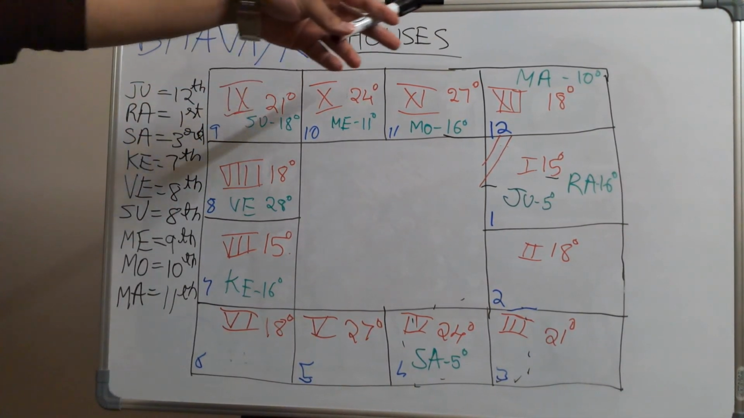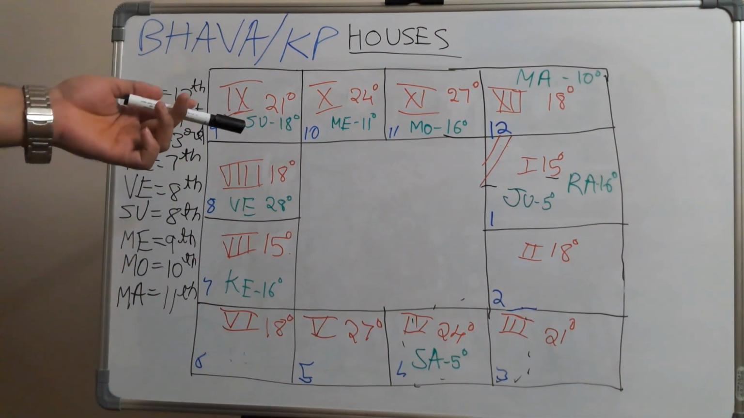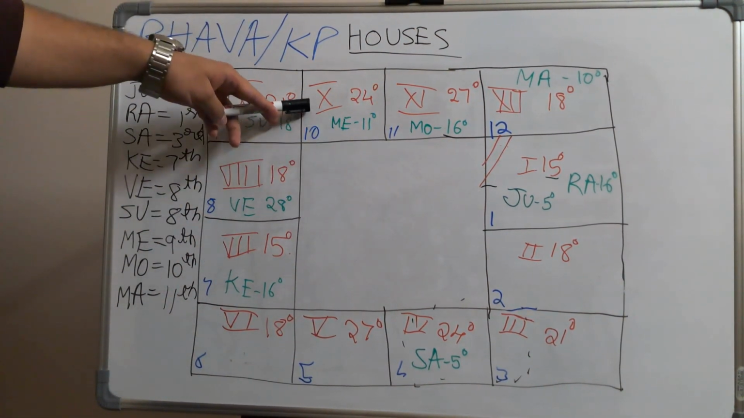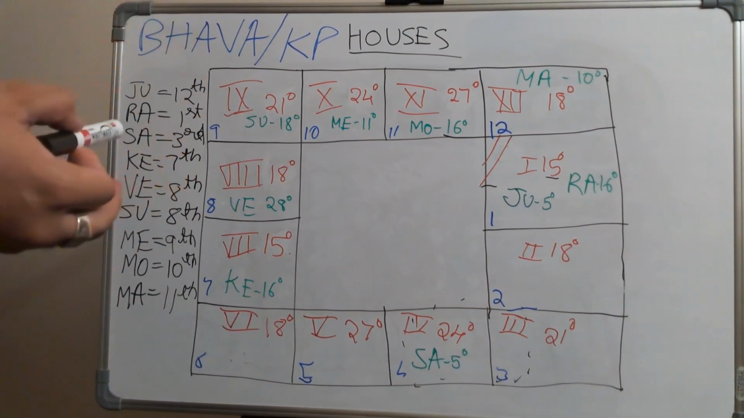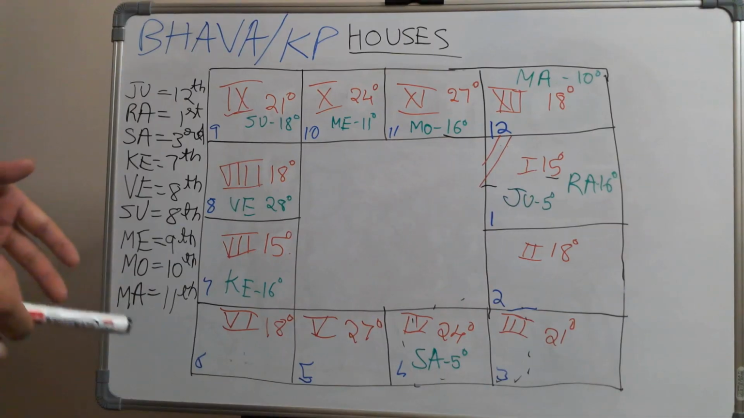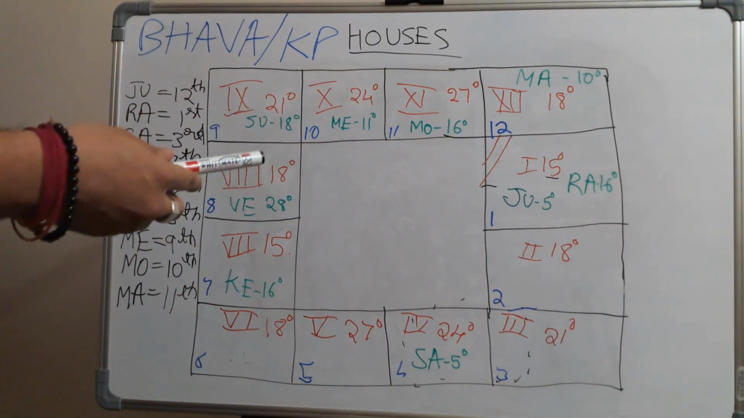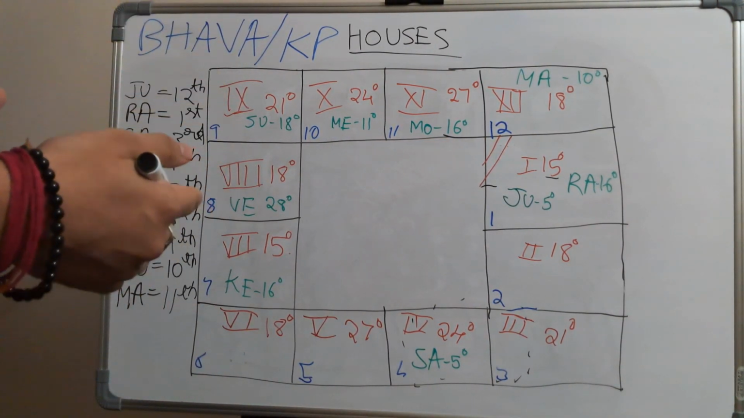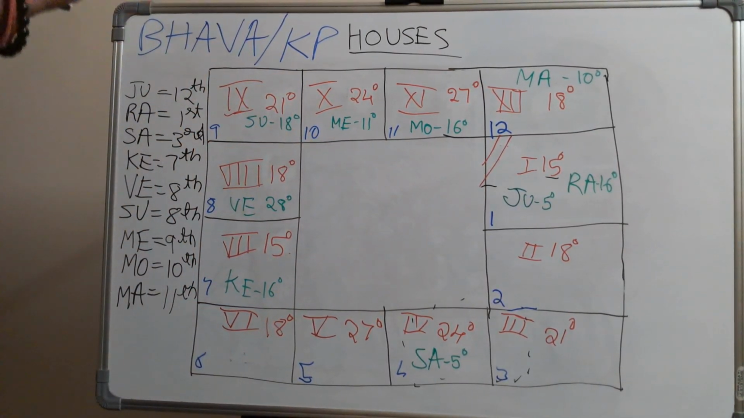If we didn't check these degrees and we just saw the D1 chart without the degrees, then we would assume Mars is in the 12th house, Moon is in the 11th, and Mercury is in the 10th. If you did a reading based on that, remember that each house represents something. Let's say the first house represents body and self, the ego of a person. The self of a person is represented by the first house.